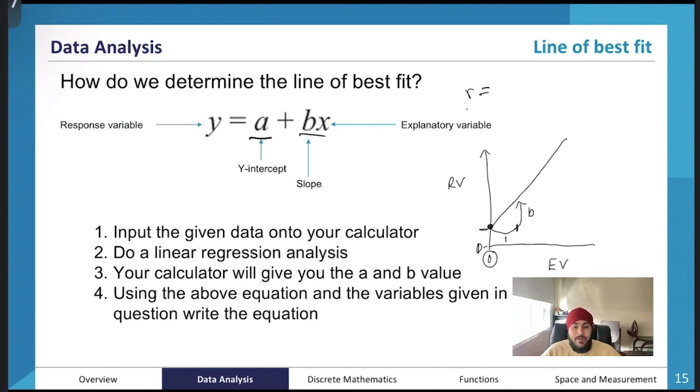And then basically once you've determined the A and B value, sub that into this general equation template. And you replace Y and X with the actual response variable and the explanatory variable. So now let's actually look at an example.